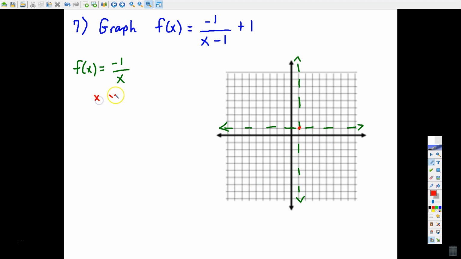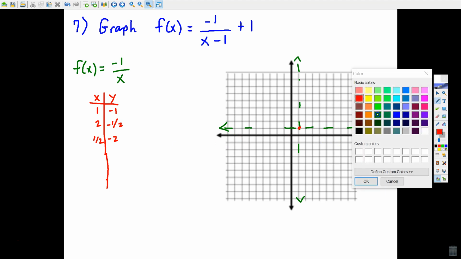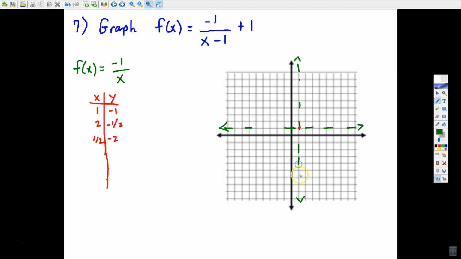And all we have to do is make a table of values for the parent and plot from this new origin. Okay, obviously we can't use 0, but we can use numbers like 1. If x is 1, we get an output of negative 1. We can do 2. That gives us output negative 1/2. Input 1/2. You get output negative 2. Okay, so let's go ahead and plot these points, and then we'll work on the other branch. Remember, these inverse variation functions always involve two parts. We call them branches. And so let me put my vertical asymptote back.